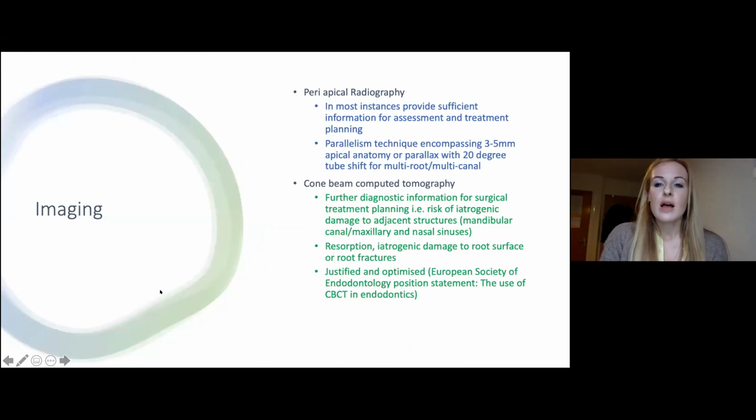So imaging, looking at the literature, in most instances, periapical radiographs were sufficient to facilitate treatment, obviously with a paralleling technique, but a lot of the literature indicated the use of CBCT scans to allow for further aid to treatment planning, especially in teeth where resorption had occurred or there was iatrogenic damage to the root surface.